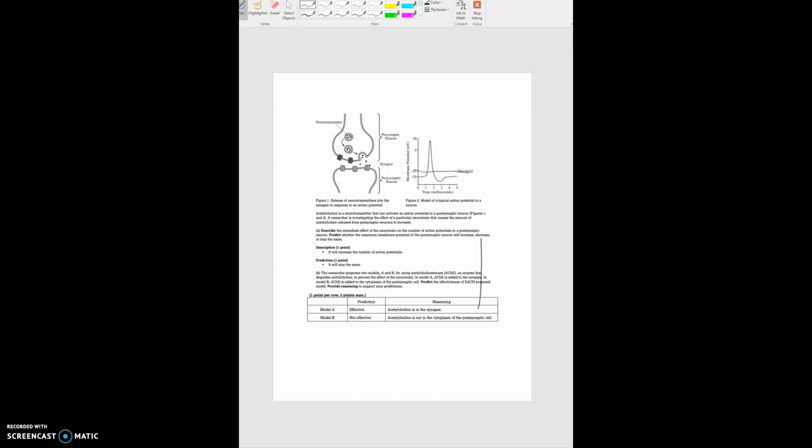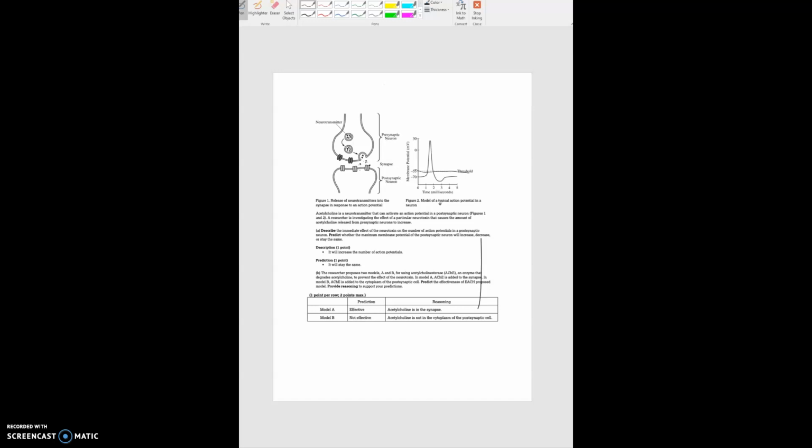Hey guys, let's go over this FRQ about neurotransmitters. But let's first go over this graph we have here about action potential. So if we remember, on the y-axis it is the membrane potential, which is measured in millivolts. And that is caused by the different ions on the inside and the outside of the neuron. And on the x-axis, we're looking at time in milliseconds.